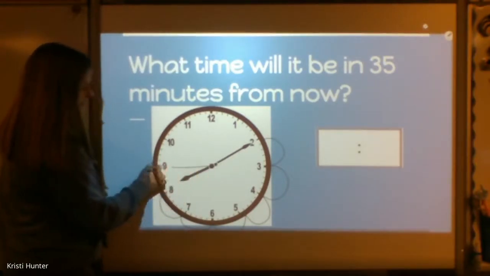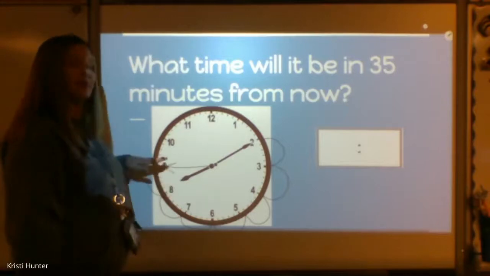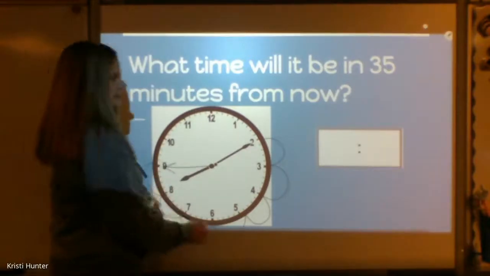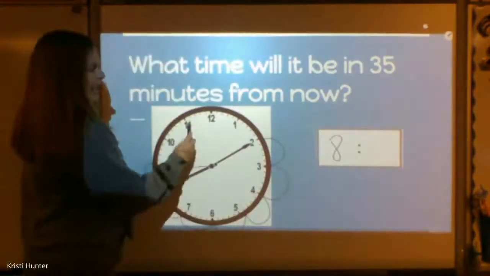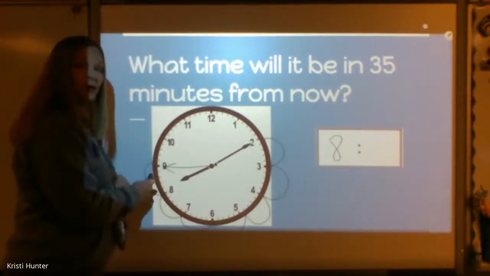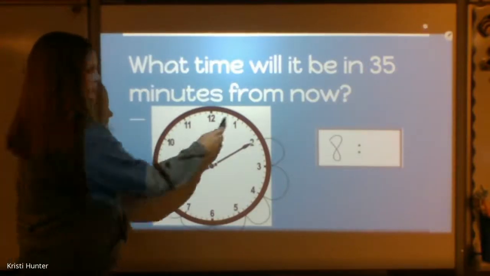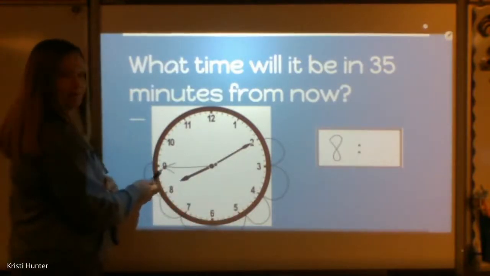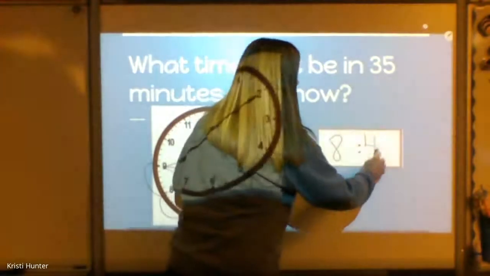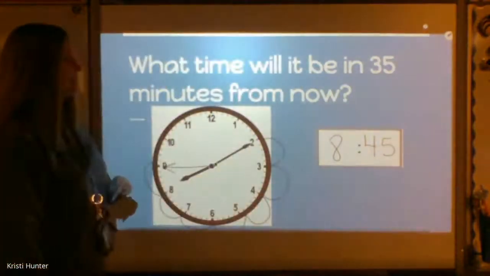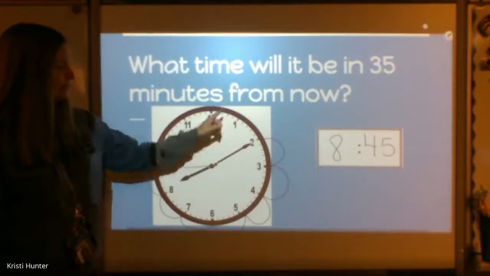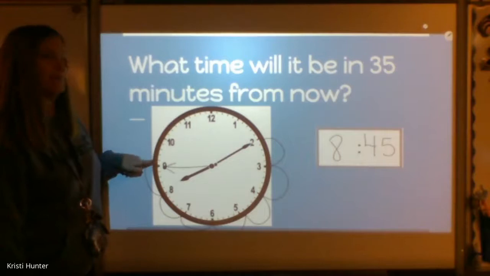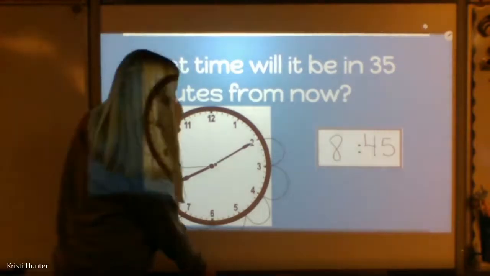So my new clock hand is going to touch the 9 with the minute hand. So I didn't pass the o'clock, so my o'clock's going to still stay the same. It is 8. And when I count around, remember where we were when we landed on the 9? 5, 10, 15, 20, 25, 30, 35, 40, 8:45. All right, so I started at 8:10. I moved 35 minutes forward in time. It's now 8:45. Let's look at another example.